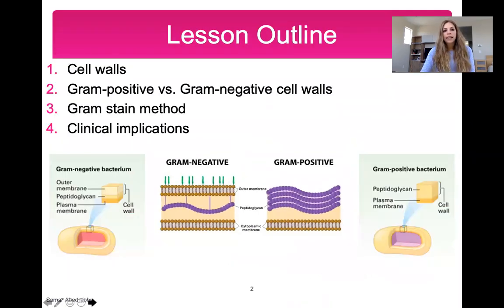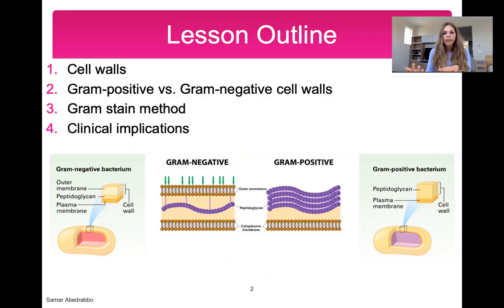So in this lesson, I'm going to talk about cell walls because gram-positive bacteria versus gram-negative bacteria has to do with cell walls. We're going to talk about the Gram stain method, so how you actually do the staining method in lab, and then clinical implications. So I'm going to tell you that when we do a Gram stain, which is again just taking bacterial cells on a slide and doing a special set of staining, you determine bacteria as either gram-positive or gram-negative.